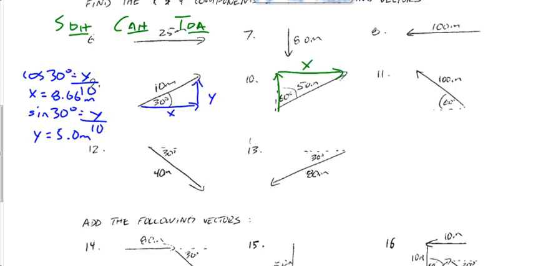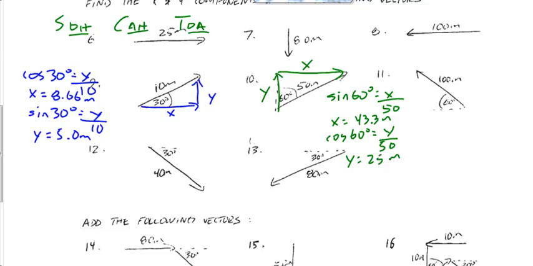This would be x, this would be y. Which side of the triangle this time is x? Is it opposite or adjacent? It's opposite this time. So if we're looking for the opposite side, given the hypotenuse, which trig function will we use for the opposite side? Sine. Let's say sine 60 degrees is equal to x over 50. X ends up being equal to 43.3 meters. And we're going to say cosine 60 degrees is equal to the adjacent side over the hypotenuse. And that ends up being equal to 25 meters. Good.